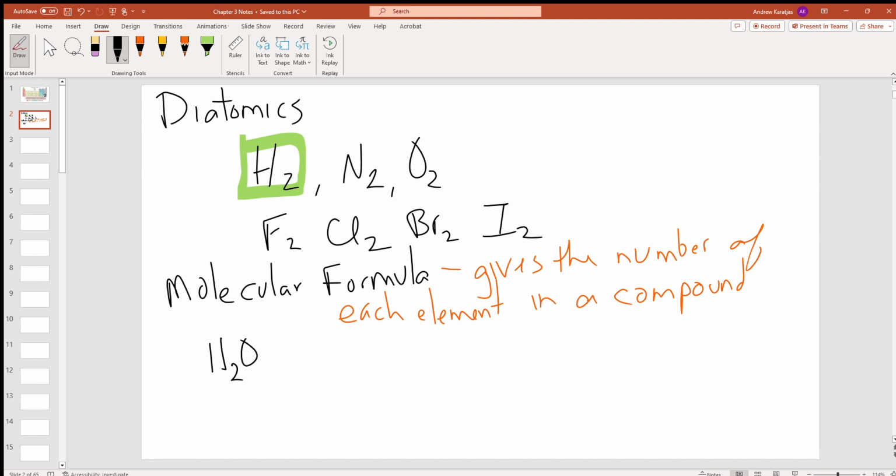The molecular formula for water, H2O, says we have a compound with 2 hydrogens and 1 oxygen. H2O2, hydrogen peroxide: 2 hydrogens, 2 oxygens. C3H8, this is propane, which you may be familiar with as a fuel: 3 carbons and 8 hydrogens.